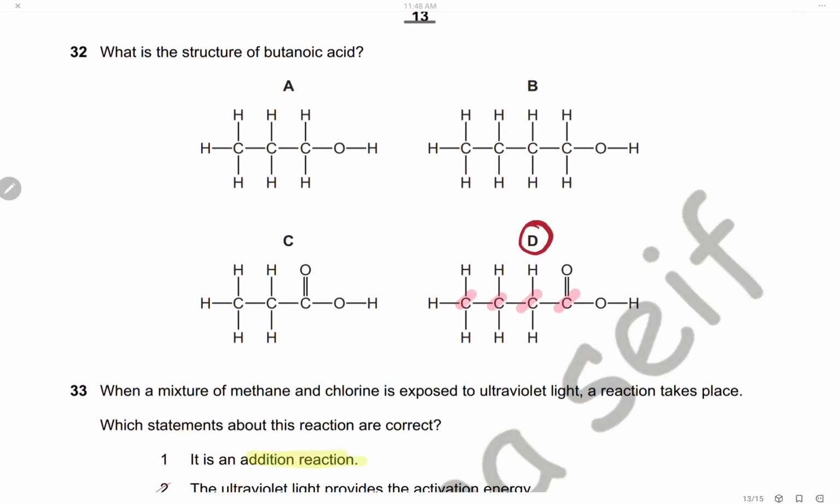Question 32. What is the structure of butanoic acid? Butanoic acid means it has the functional group COOH and it has 4 carbons. So we will count here 1, 2, 3, 4, including of course the carboxylic group. So the answer is D.